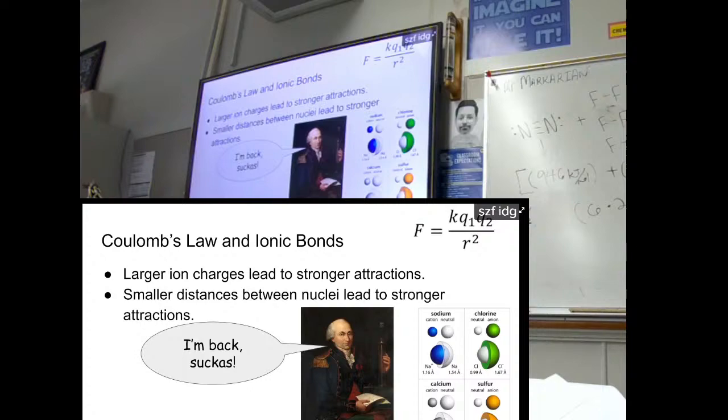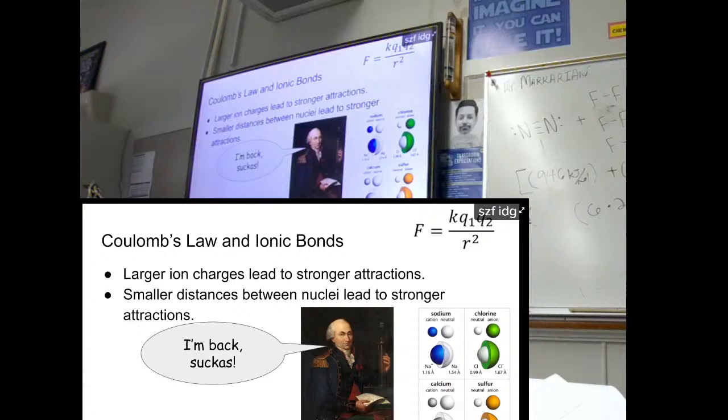So what we're looking at now is Coulomb's Law from the point of view not just of one atom, but of two particles stuck together. For periodic trends, we look at single atoms and what's going on there. Now we're looking at it from the point of view of, hey, let's put sodium and chloride together and talk about how strong that bond is between them.